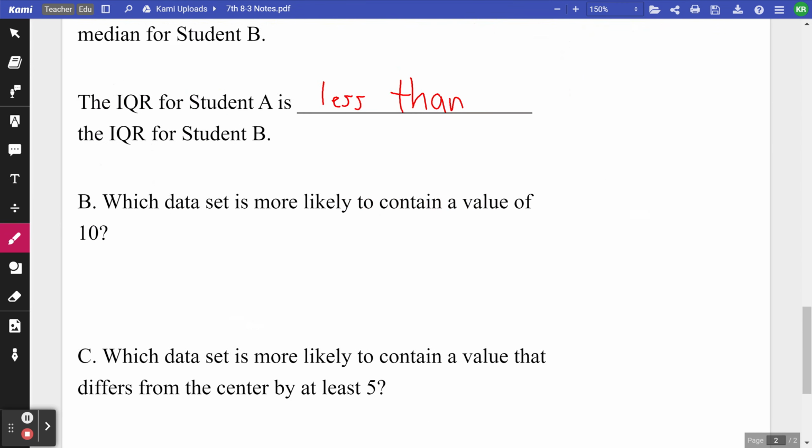So to answer that question, which data set? Student A would be the one that would be more likely.